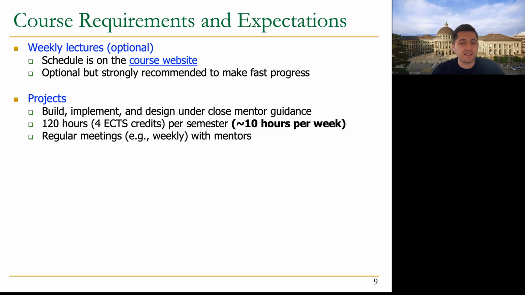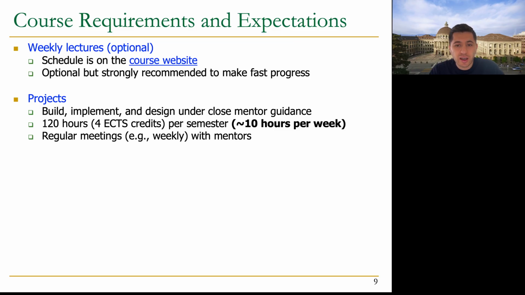So then what is this time that you need to devote? This is a 4 credit course. So by definition, you need to spend around 120 hours this semester to get these credits from this course. And starting from this week, we'll have mainly around 10 weeks for you to work on the projects. So this means that you need to devote around 10 hours per week for this course.